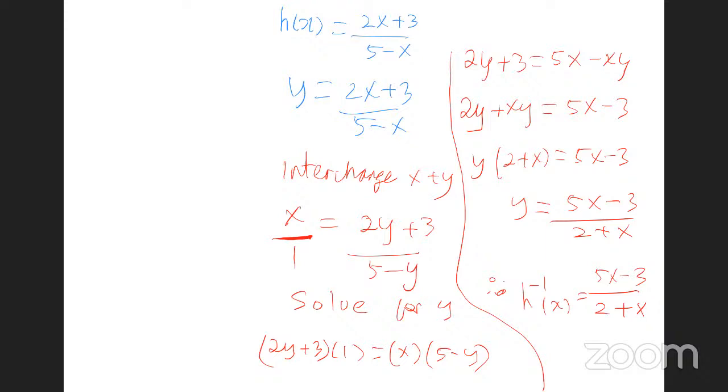Right, since we're revising, take the next one like this: 2x plus 4 over 7 minus x. To find the inverse of that, follow the same steps and find the inverse. 2x plus 4 over 7 minus x.